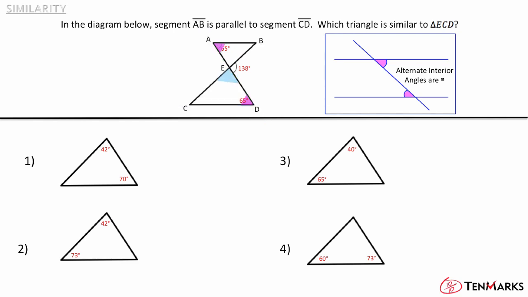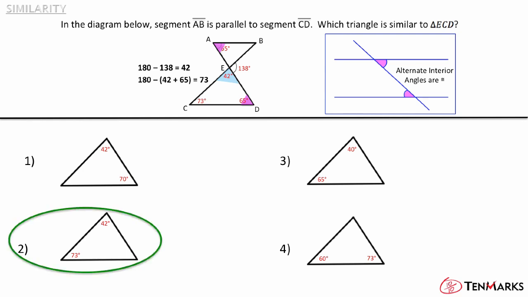How would you find angle E? Remember that a straight line is 180 degrees. Along the line CB, you know that part of the angle at the intersection of angle E is 138 degrees. So subtract 138 from 180 to find the missing angle. So the angle is 42 degrees. Now to find angle C, you know that all the angles of a triangle add up to 180. So take 180 minus the sum of the angles you know, to find that angle C is 73 degrees. Now look for the triangle in the answers that has congruent corresponding angles. So option number 2 would be the answer.